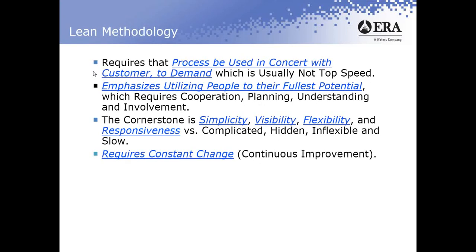Again, the methodology, looking at that third bullet point down there, is really about simplicity, making sure everything is visible, making sure you're flexible and responsive. It's really utilizing your people to their fullest potential. And it's also tied to your customer and to your demand. It does require constant change. One of the questions that comes up a lot is, when you implement lean, how do you know you reached your goal? Well, you never really reach your goal because it's constant change. You're constantly improving your processes.